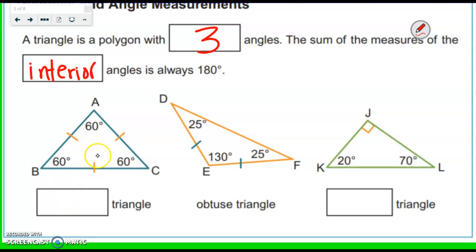So our first example, all three angles are less than 90 degrees. So that is an acute triangle. The second one, one of our angles is larger than 90 degrees. So that is an obtuse triangle. And then the third example, all three sides are different. So that is a scalene triangle.